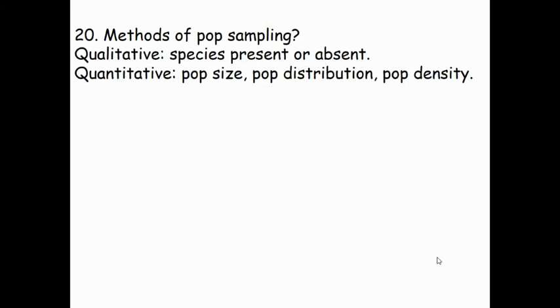Population sampling. So qualitative sampling can be done whether or not the species is there. Quantitative, you're actually using numbers and units and tools, like for example, population size. Just today in AP Environmental Science, we started working on a lab with regards to population size, estimating it, mark and recapture method, population distribution, and density.